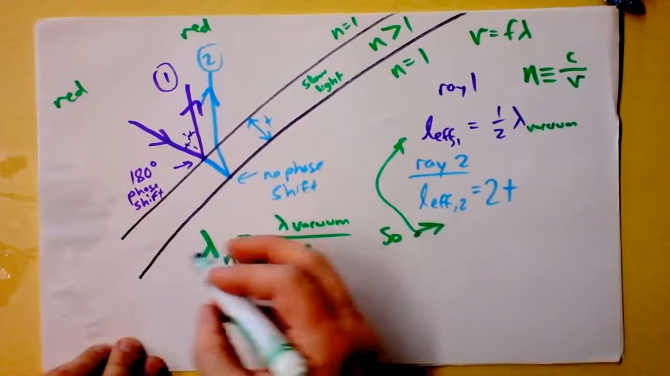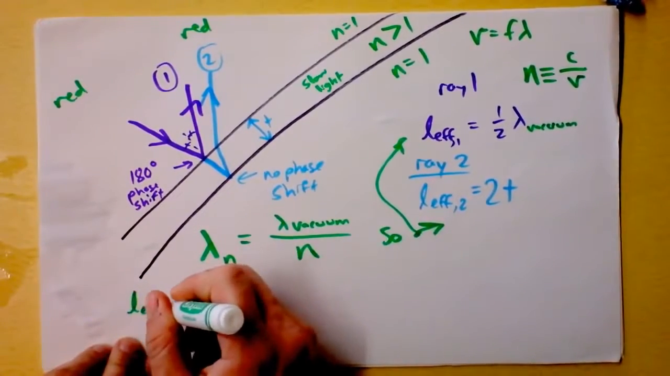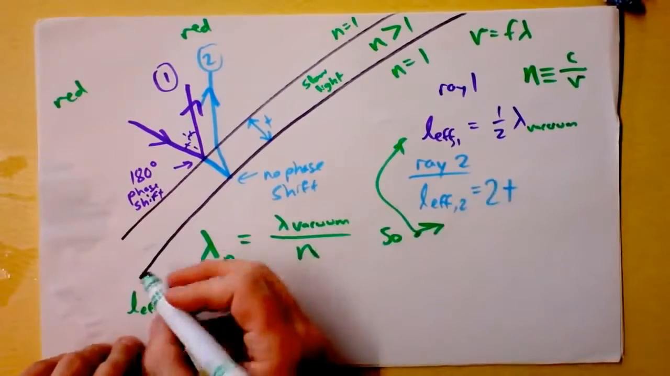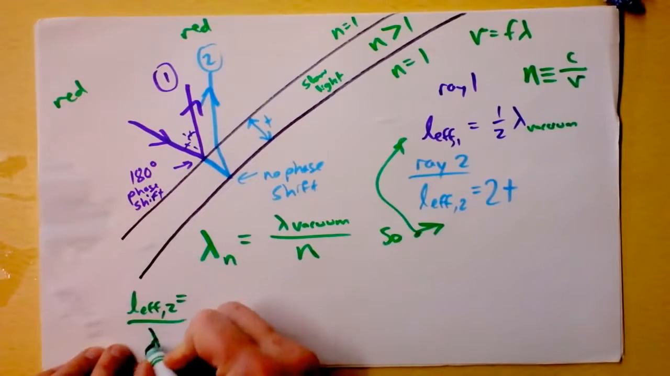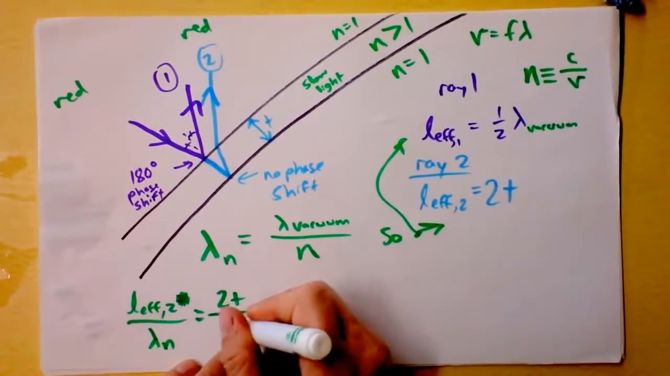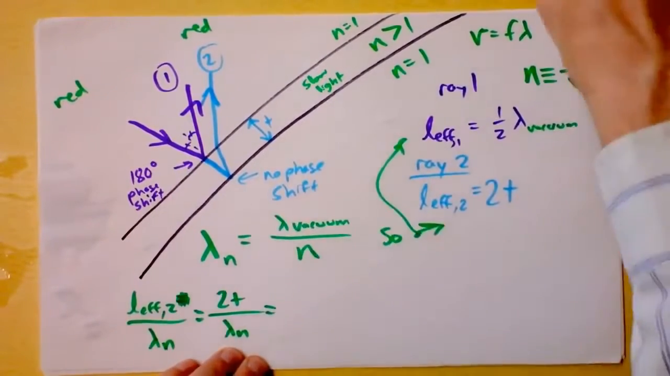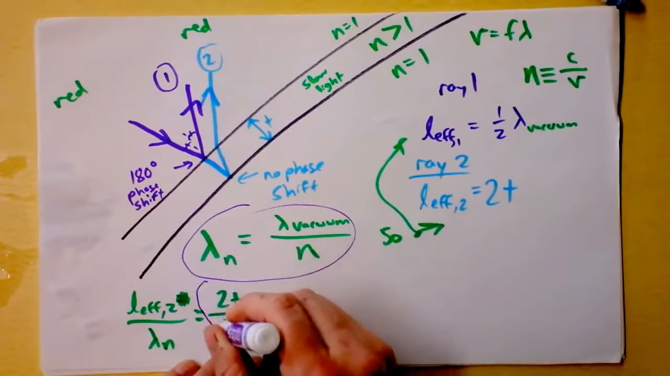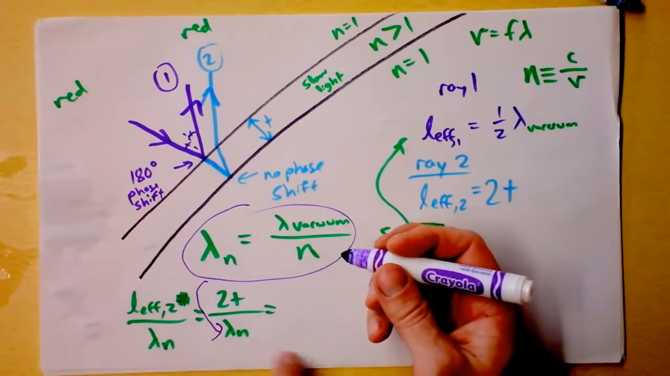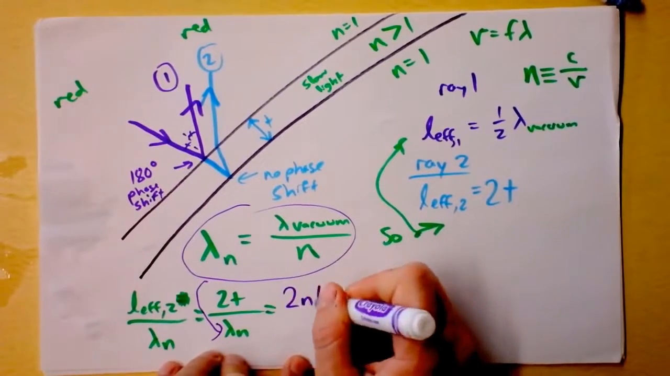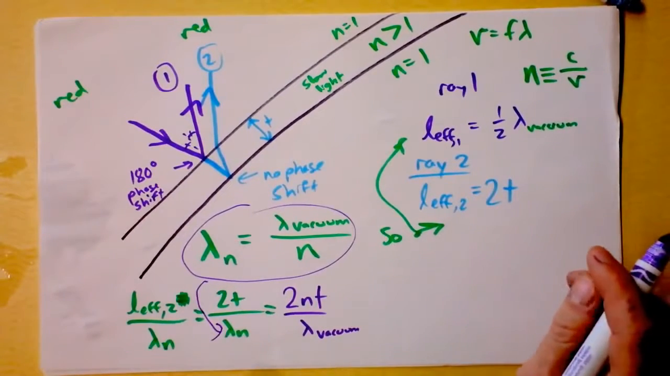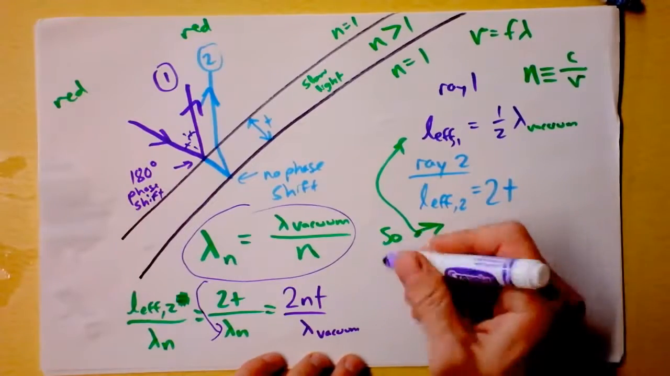Here's what I'm planning to do. I'm going to say L effective. I'm justified in doing this because it's going to help me. So I'm going to take this L effective 2 and divide it by lambda n. Then I take this stuff here, which is just 2t, and divide it by lambda n. Now I'm going to plug in what lambda n is. I'm taking this and plugging it in right there. Watch this, there's an n in the denominator of the denominator, so I put it up top: 2nt over lambda in a vacuum. Ooh, cool.